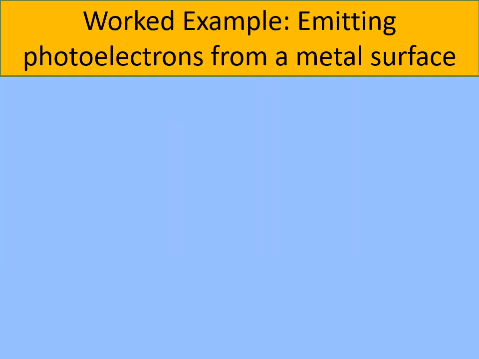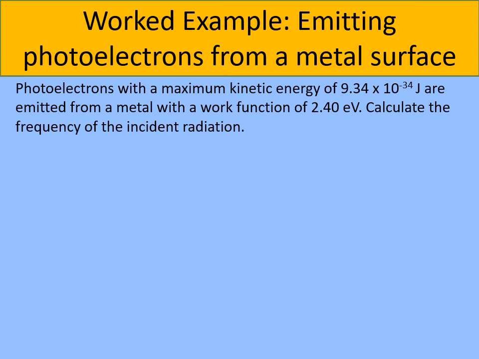Let's take a look at a worked example, which is covering the topic where we have emitting photons from a metal surface. So the question is asking the following. Photoelectrons with a maximum kinetic energy of 9.34 times 10 to the power minus 34 joules are emitted from a metal with a work function of 2.40 electron volts. Calculate the frequency of the incident radiation.